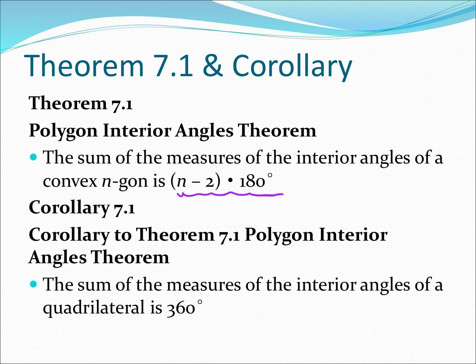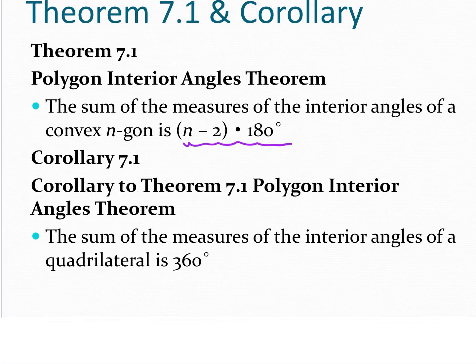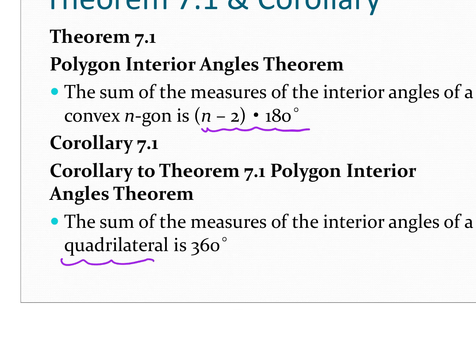Now, if you forget the corollary, you can always just use the formula. The number of sides in a quadrilateral is 4. 4 minus 2 is 2 times 180, and you get 360. Now, this quadrilateral is any 4-sided shape. It doesn't have to be like a square or a rectangle. However, for squares and rectangles, their angles all will add up to be 360.